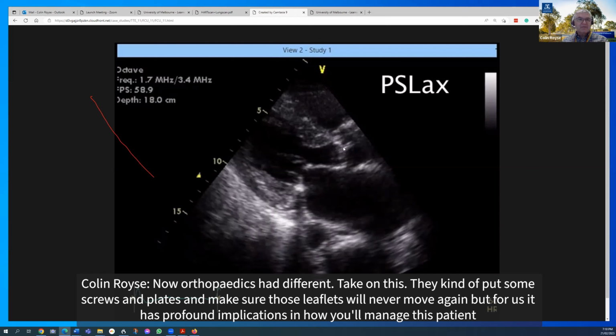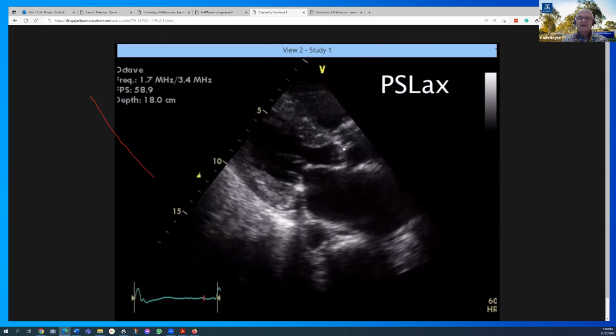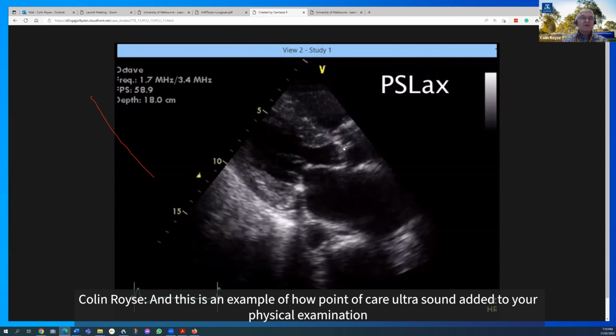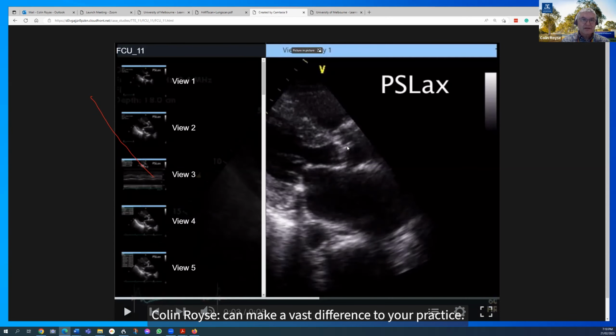But for us, it has profound implications in how you'll manage this patient all the way from the ED to discharge and beyond. And this is an example of how point-of-care ultrasound added to your physical examination can make a vast difference to your practice.